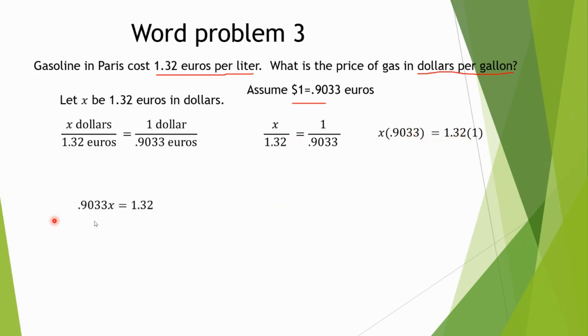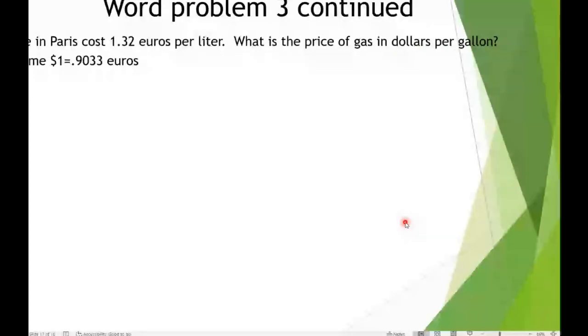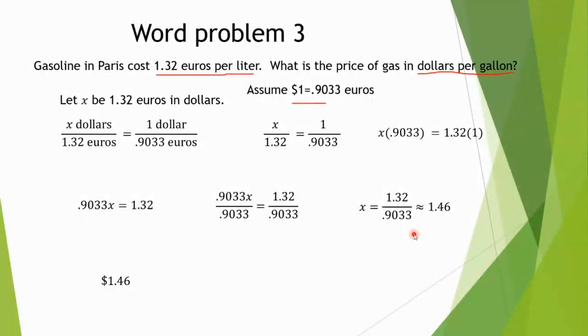So from here, we get this, as you can see. Okay. And now from here, we want to get X all alone, so we have to divide. And that's what I'm doing here. And once you divide, we get this. So it turns out then the dollar amount, X, right? The dollar amount of 1.32 euros is $1.46. So we get $1.46. And we're not quite done yet though, right?